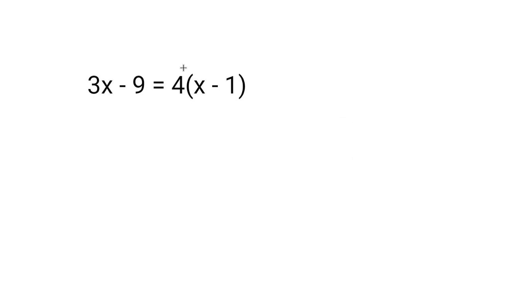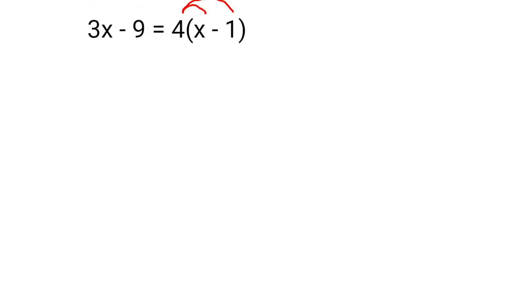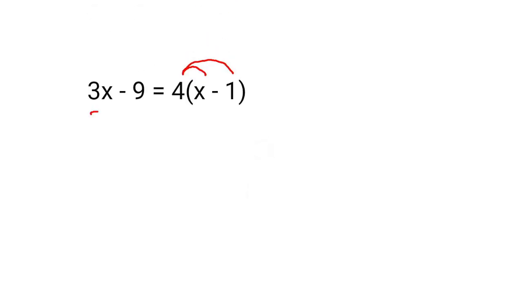So if we distribute the 4, that means we're multiplying x by 4 and negative 1 by 4. So nothing's changing on the left side of our equation, so on the right side, we'll have 3x minus 9 is equal to 4x minus 4. So again, we're just distributing that 4.